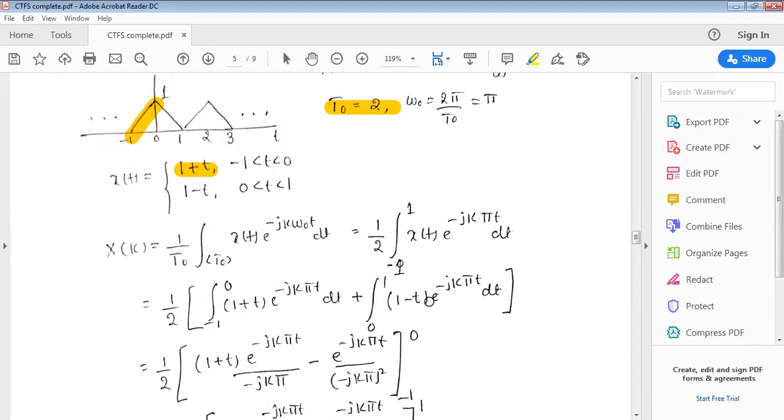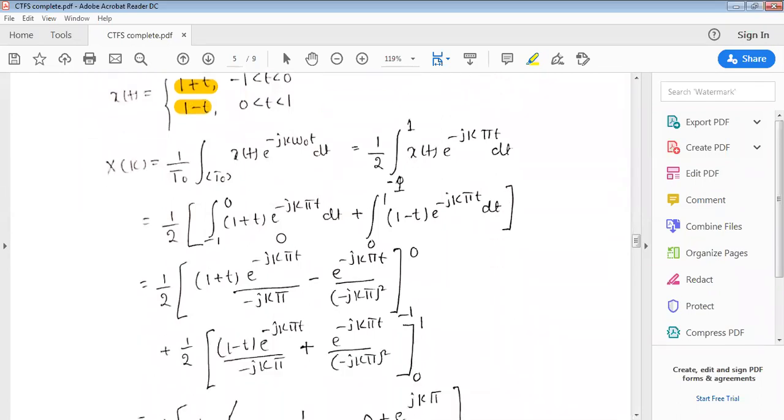X of t is 1 minus t. Okay, second definition, 1 minus t into e power minus jk pi t. The rest is simple integration. So what you do? First function into integral of second one, e power minus jk pi t divided by minus jk pi, minus integral of this function, that is once again e power minus jk pi t divided by minus jk pi into minus jk pi, that is minus jk pi whole square, into derivative of 1 plus t. Derivative of 1 plus t is 1 only with respect to t, from the limits -1 to 0.